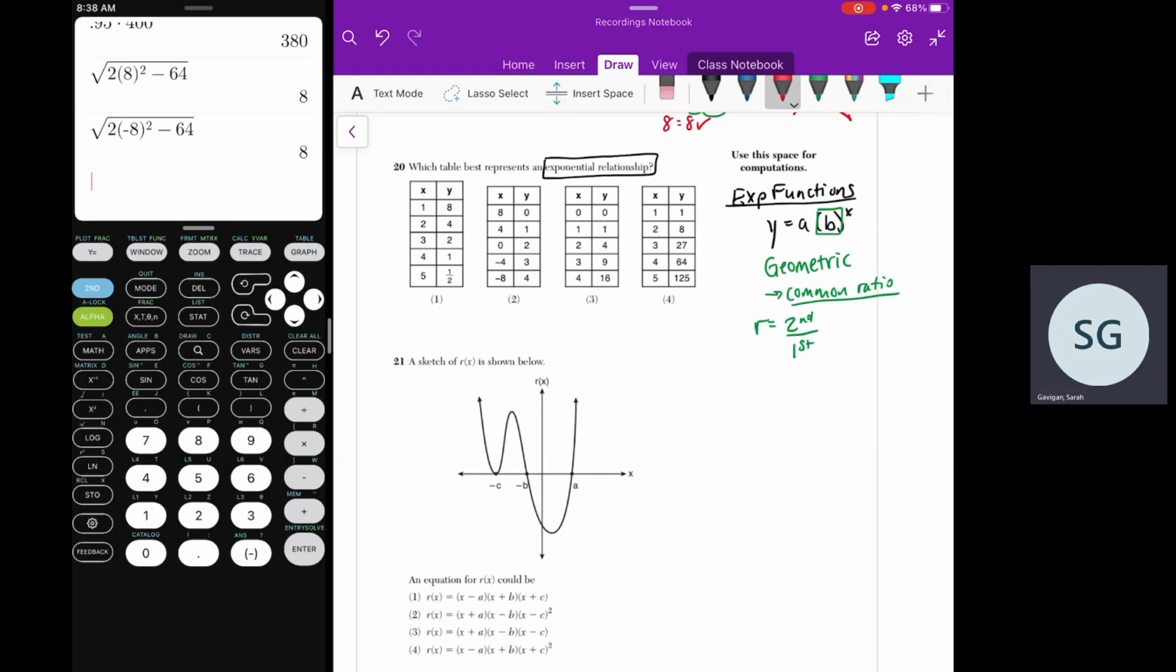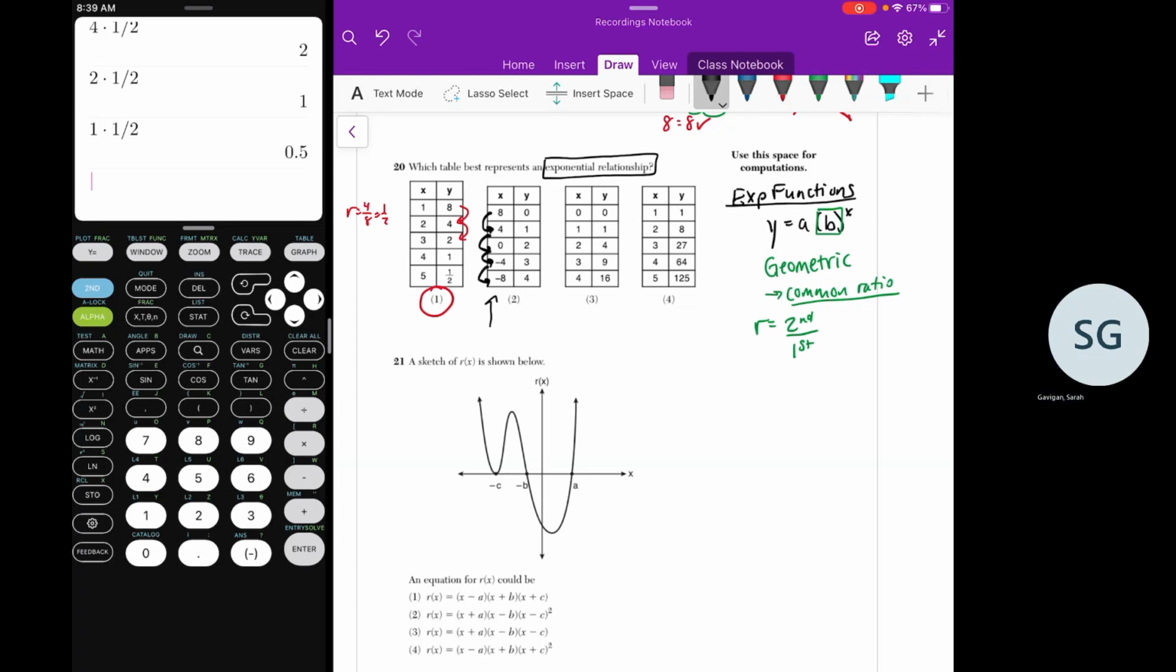All right, so for number 1, if we go from 8 to 4, your common ratio would be second divided by first. Okay, so do I multiply by 1/2 in each case? So you do 4 times 1/2. Yes, then do 2 times 1/2. That works. And then 1 times 1/2. All of those work, so that's why choice 1 is an exponential relationship. What you would have to be careful about is if you look at number 2 or choice 2, you see how it doesn't go up by ones?